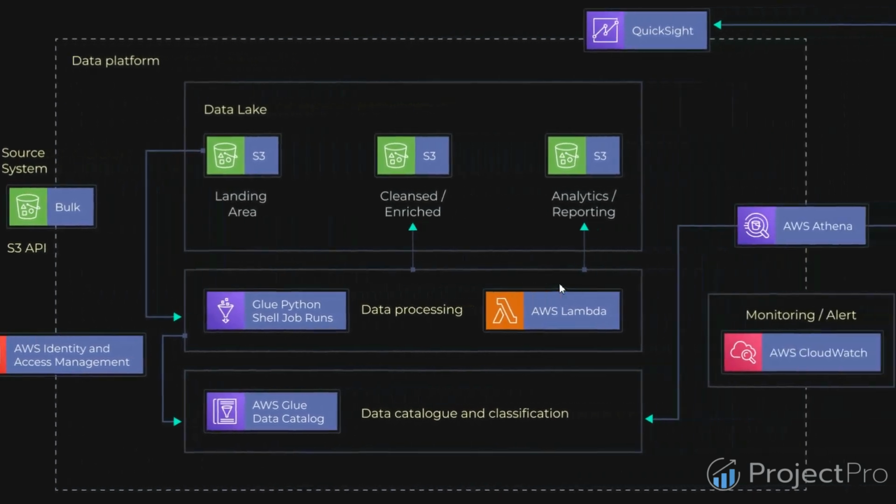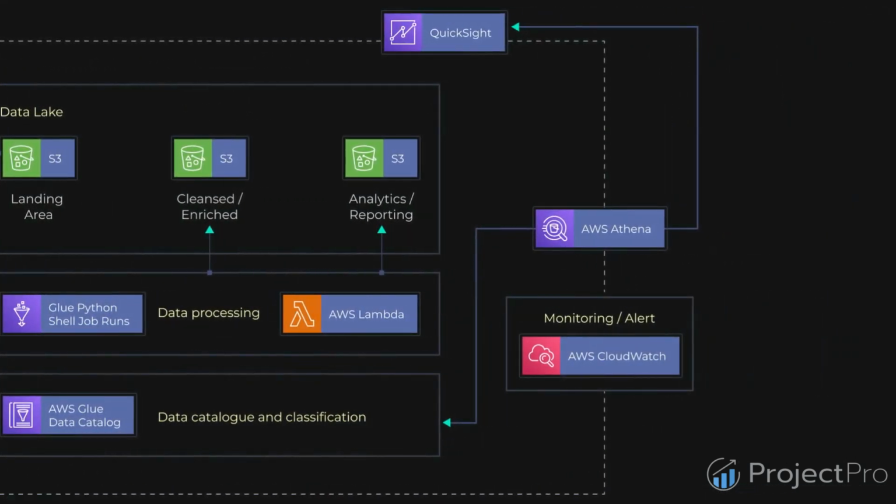AWS Athena enables querying of the processed data using SQL, while Amazon QuickSight creates intuitive dashboards to visualize insights for decision making. To ensure reliability, AWS CloudWatch monitors the pipeline, providing real-time alerts for failures or anomalies. This project's pipeline simplifies big data processing, turning YouTube data into meaningful business metrics and strategies.